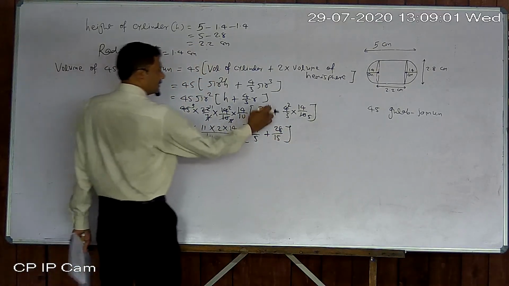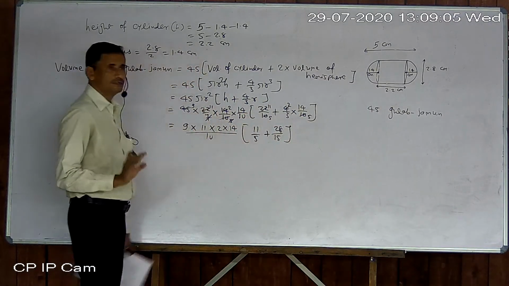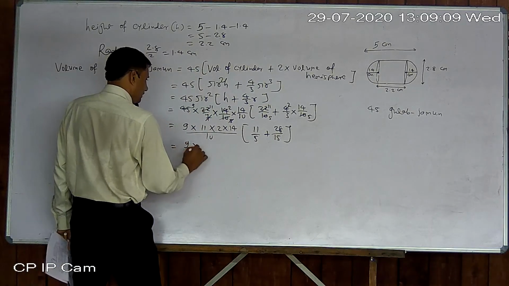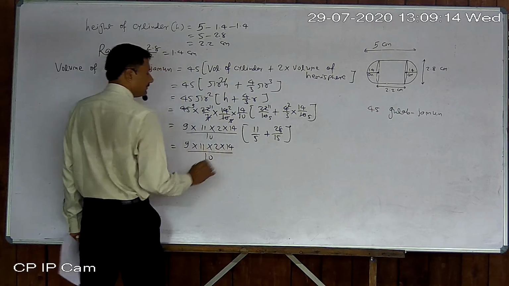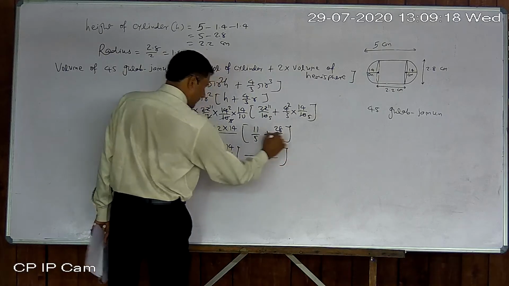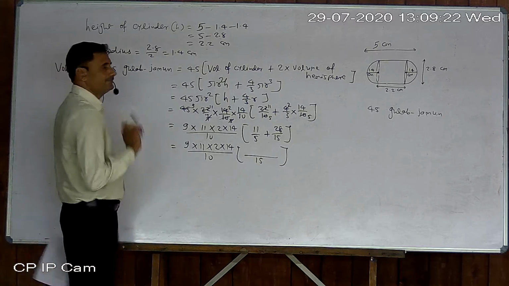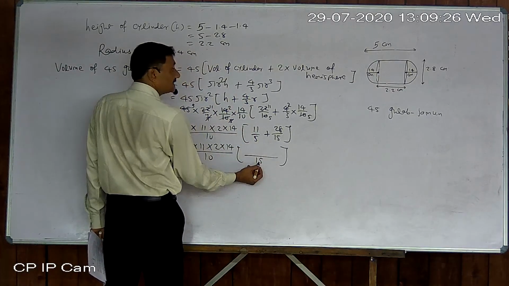Okay. First fraction simplifies, second fraction also simplifies in simplest form. Now 9 into 11 into 2 into 14 upon 10. Take LCM here, 15. I do not cross multiply because cross multiply becomes longer, so I just take the LCM. Here 5, actually it is 15.